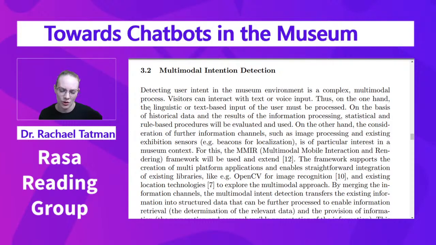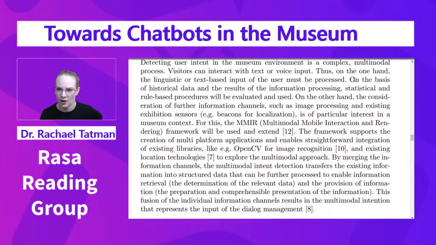On the basis of historical data and the results of information processing, statistical and rule-based procedures will be evaluated and used. On the other hand, the consideration of further information channels, such as existing exhibition sensors, e.g. beacons for localization, is of particular interest in a museum context. For this, the MMIR, Multimodal Mobile Interaction and Rendering Framework, will be used and extended.